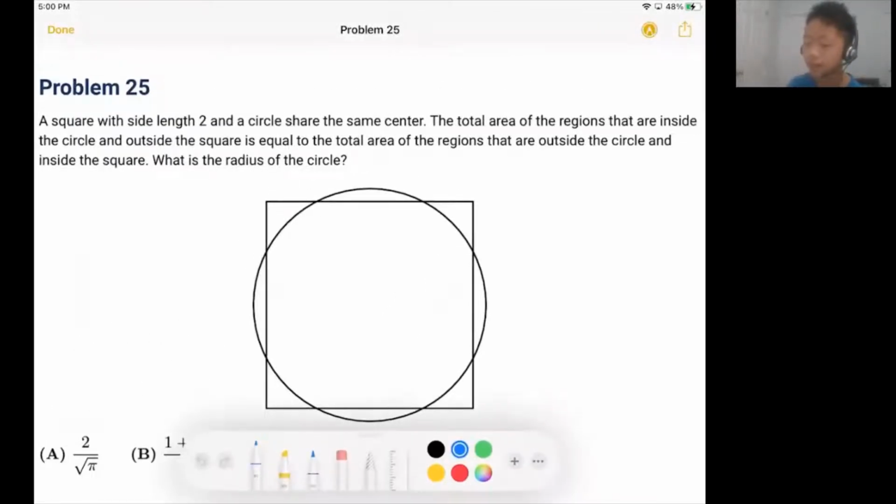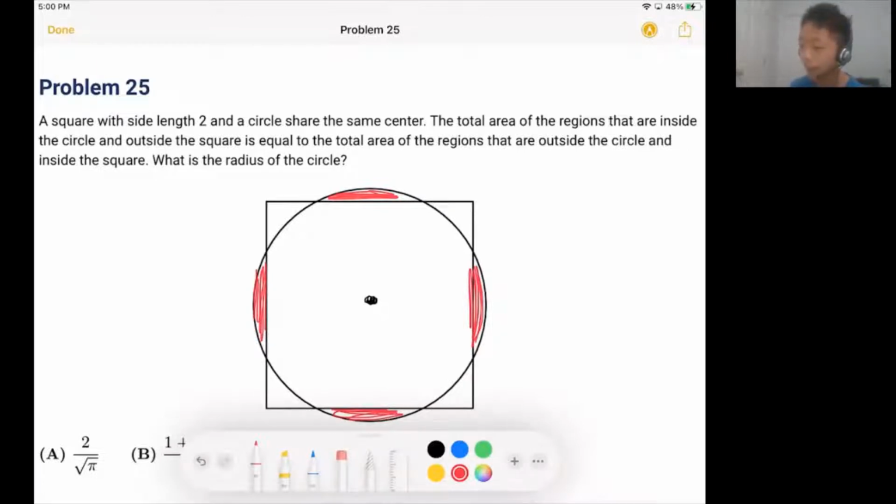The idea for this problem is that they both share the same center, right? So they both have this point here as a center. They say the total area of the regions that are inside the circle but outside the square. So what is that region? That represents these red regions, these weird regions, colored in red here. Those are the regions that are inside the circle, but outside the square.